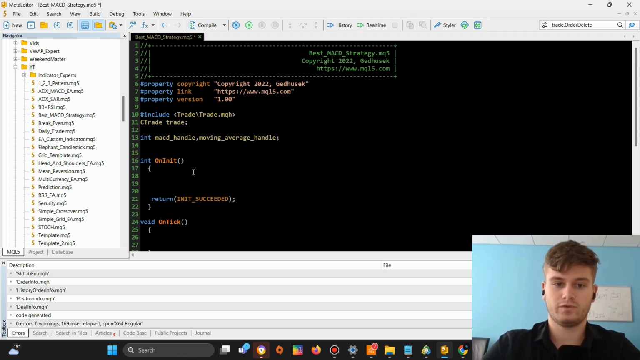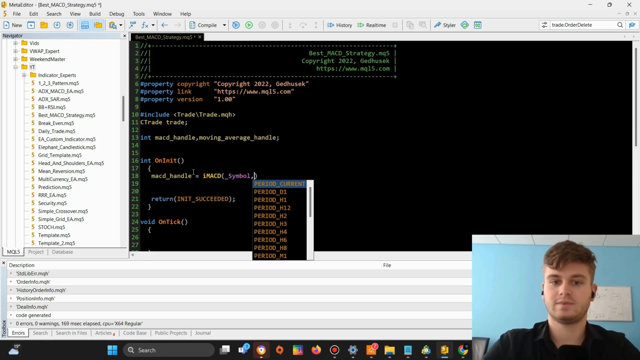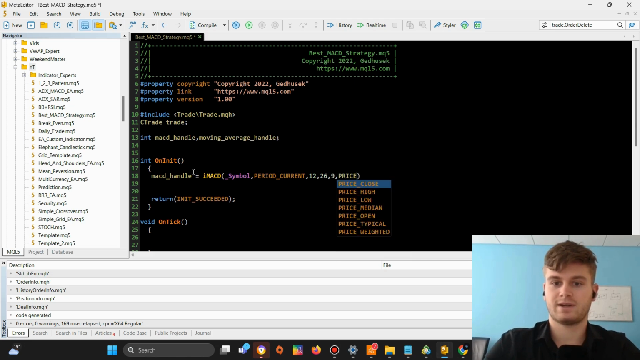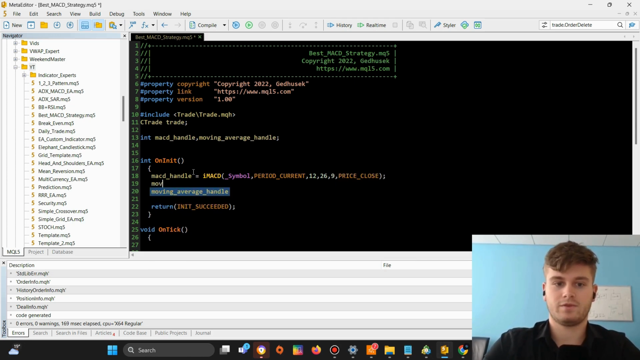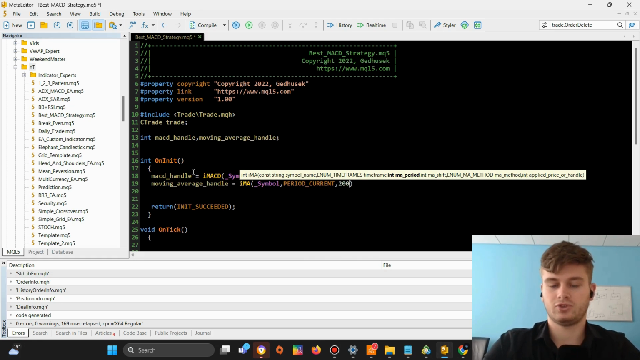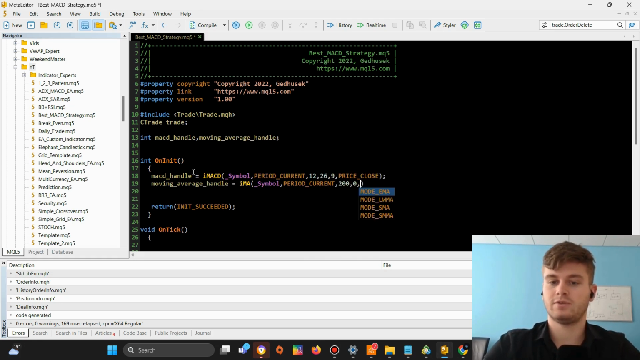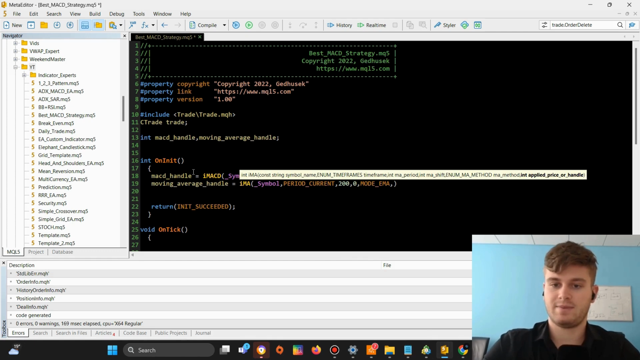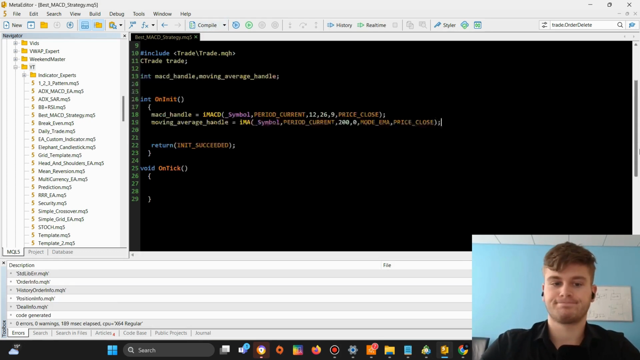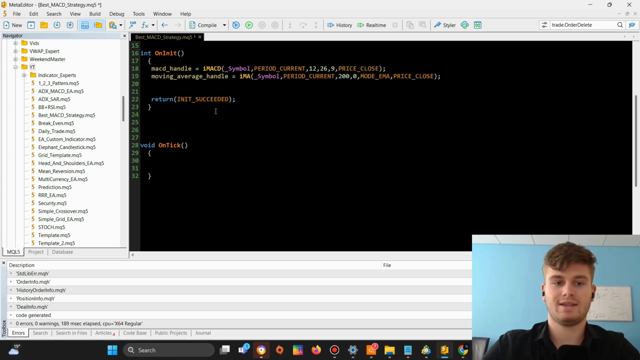And now I can move to this on init function where I will assign the indicators to the handles. So for the MACD, it's iMACD for the symbol, period current, and now it was 12, 26 and 9. Okay, and price close. And for the moving average handle, it's iMA, symbol, period current, it was 200, shift 0, now it was exponential moving average, so MODE_EMA, and price close. Yeah, so that's all we need.